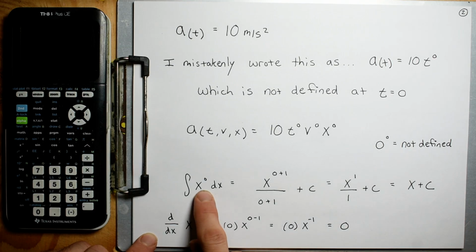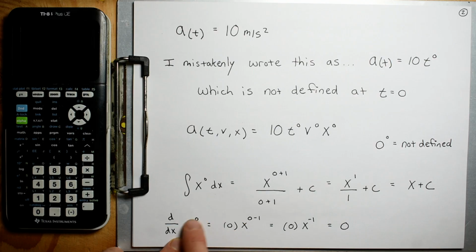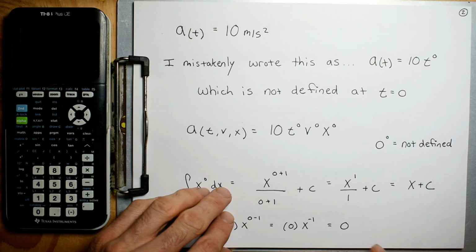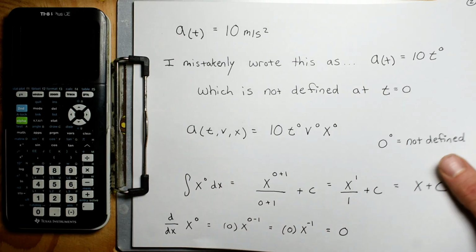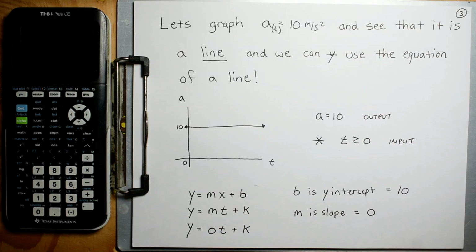Let's try to take the derivative. We have the derivative of x to the 0. I'm going to bring down the power, and then drop the power by 1. Because I brought down the power, everything else I do here is going to be insignificant because it's going to be multiplied by 0. Cool. So using this, it works just fine with the calculus.